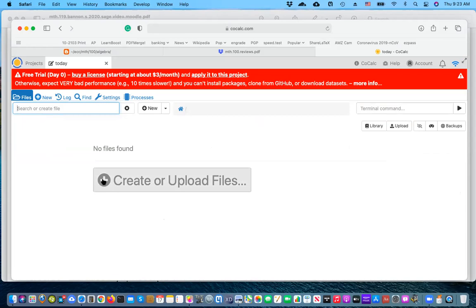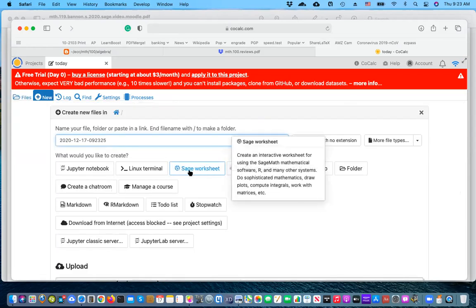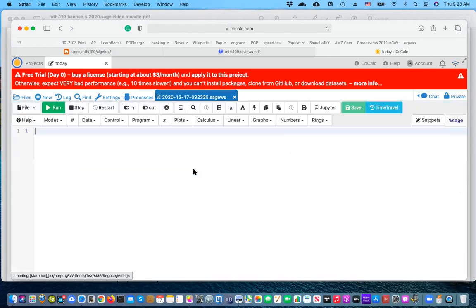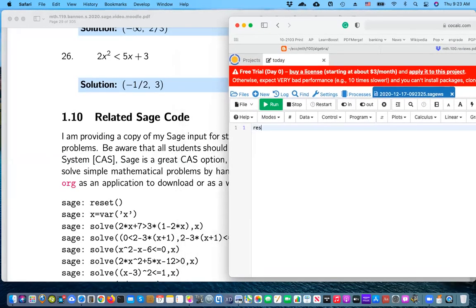Let's create a file. I want to do a Sage worksheet right over here. By the way, they're asking me to pay for this. Don't worry about it, you don't have to pay for it. Okay, so what are you doing over here? I'm just typing in what I'm seeing over here. When I put down Sage with the colon there, I'm saying these are the commands you're giving Sage.